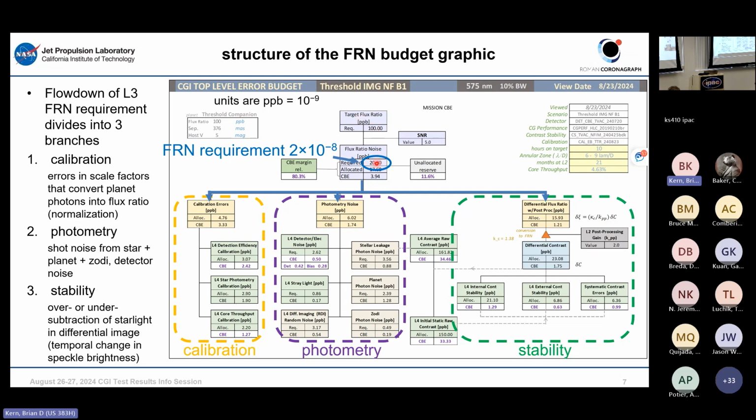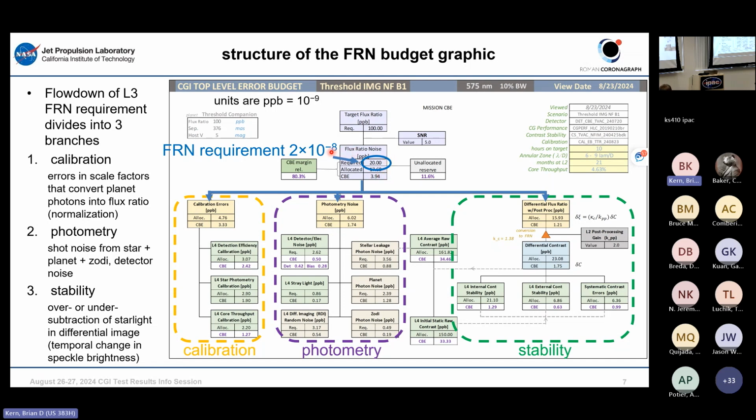Most of the numbers that you see here are in units of parts per billion, units of 10 to the minus 9. So a 10 to the minus 7 flux ratio is 100 times 10 to the minus 9. This turns all of our numbers for comparison purposes into, hopefully mostly single-digit parts per billion. This is a budget, so there are lots of contributors. You can think of it as a flow down of requirements, or as a roll up, where you take all the individual contributors and add them up to see what that gives you.